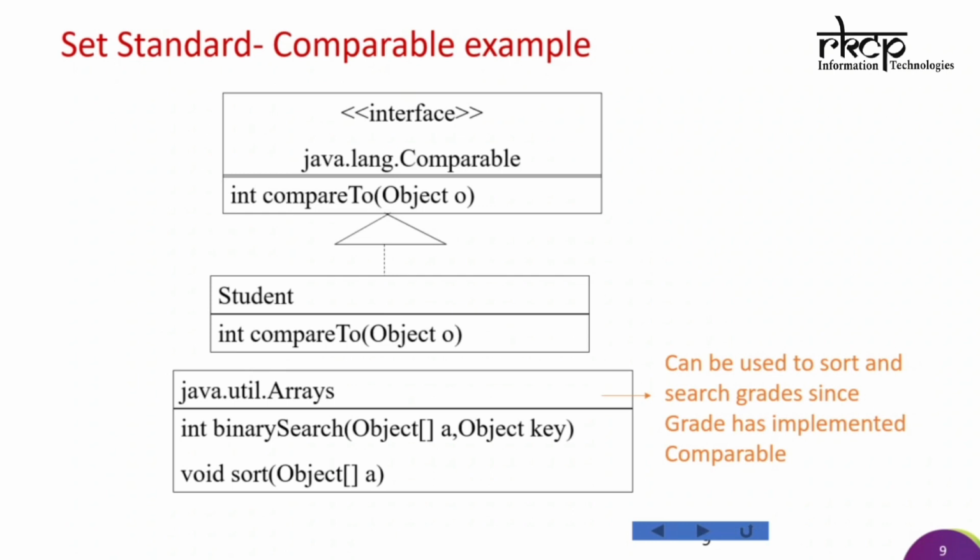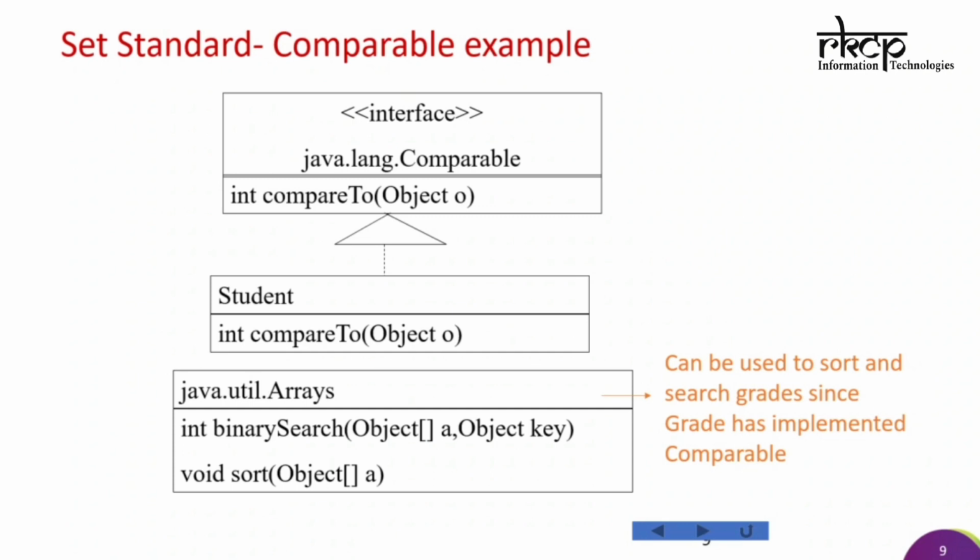There are two important interfaces. One is Comparable and the second interface is Comparator. The Comparable interface is part of the lang package. The Comparator interface is part of the util package. These two interfaces we use for comparison, especially in sorting.